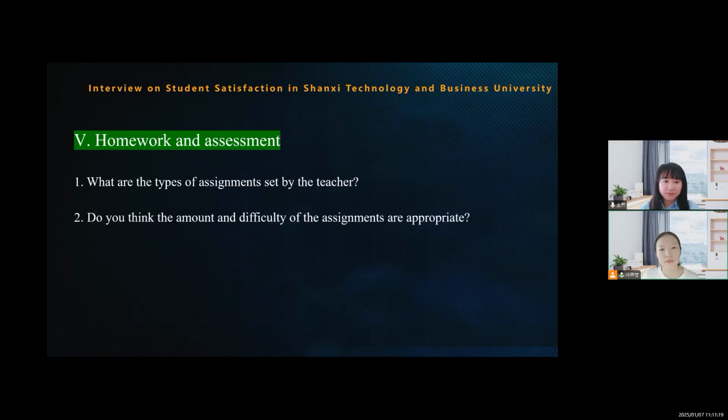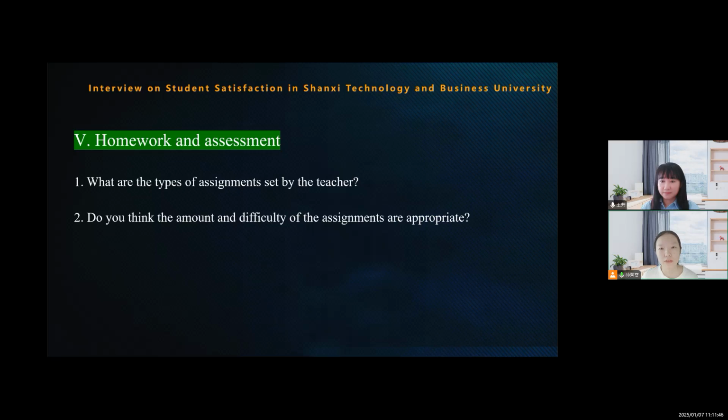Okay, thank you. The second question is, do you think the amount and difficulty of the assignments are appropriate? Regarding the amount and difficulty of homework, I think it is generally appropriate. The amount of homework can ensure that we can fully practice and consolidate the knowledge we have learned, but it will not cause us too much burden.